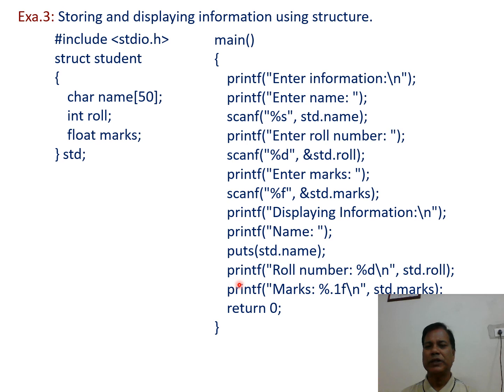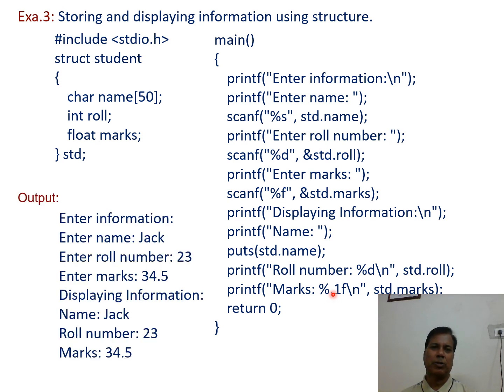Then the next one is printf "Roll number" percentage d. Here the value of the variable std.roll is printed at this point. In a similar way, std.marks, whatever the value of this one is, that is printed at this point. So in this way, when this program is run, we get the output like this one.